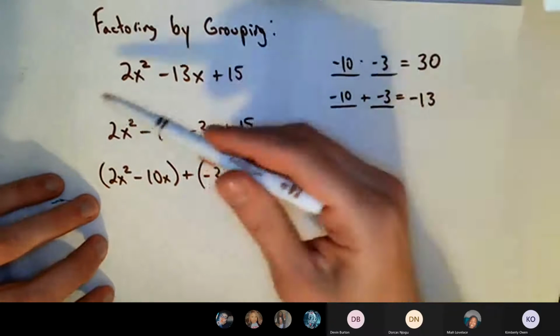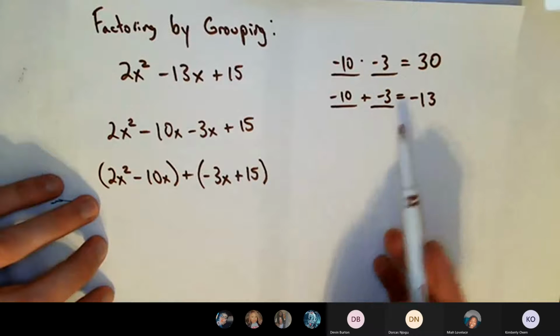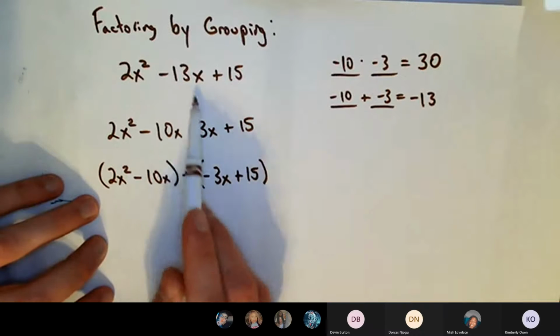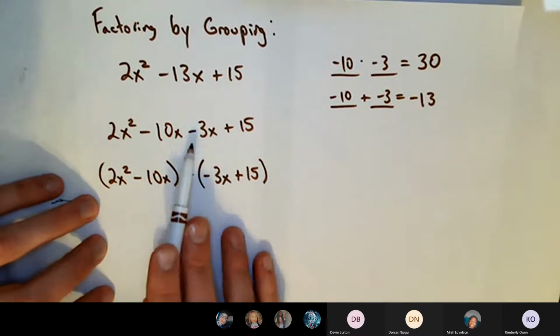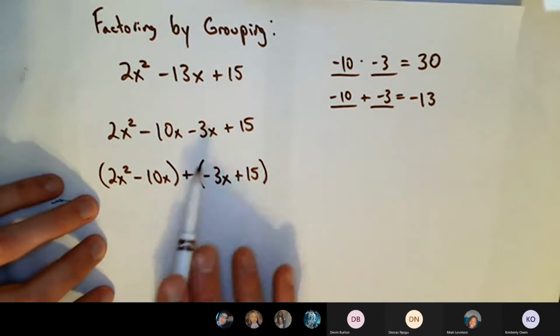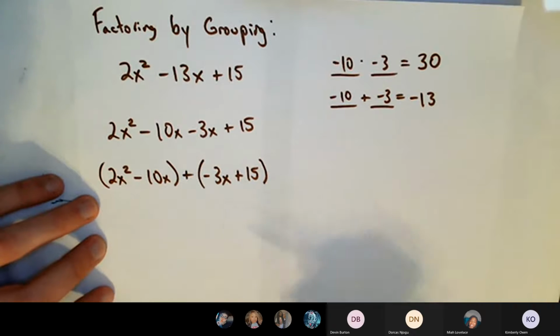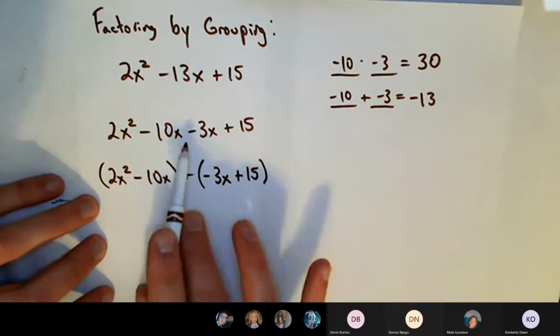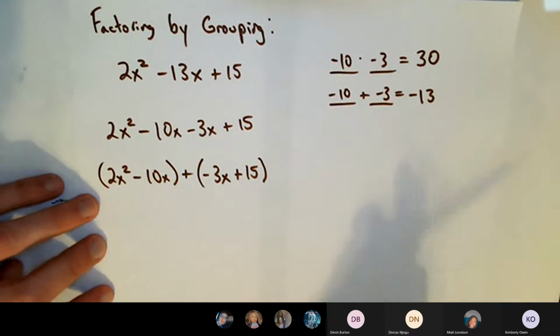So I've taken this thing, I've set up my chart, I found the numbers that work to build this little chart. I've used those numbers to split the central term. And now I've grouped, and I've noted that since this term here is negative, I want to include that negative inside my parentheses. So I need to stuff a little plus sign there. So basically treating it as, instead of minus 3x, I'm treating it as plus negative 3x, which is perfectly fine.